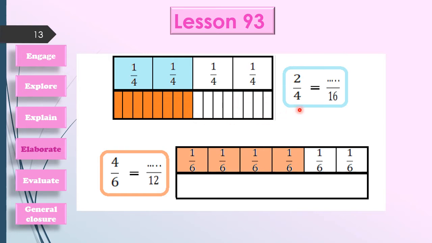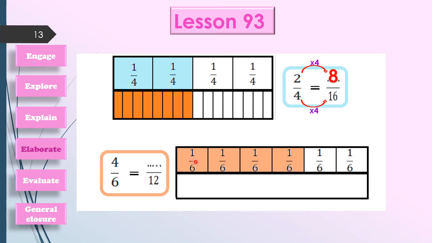Let's do it mathematically. Ask yourself, 4 times what equals 16? Yes, good job, it will be 4. As I do down, I will do up. 2 times 4 equals 8. It's the same answer as I got mentally. 2 fourths equals 8 sixteenths. Now let's go to the next one.